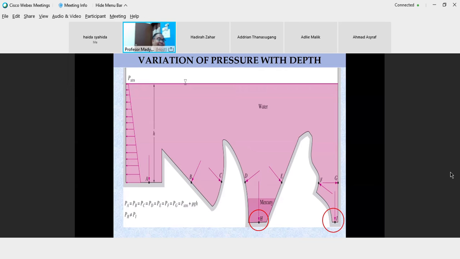Okay. Yang tak ingat tadi tu, extensive properties depend on mass, intensive properties do not depend on mass. What are the three intensive properties? Density, pressure, temperature. What are the extensive properties? Volume. Okay.